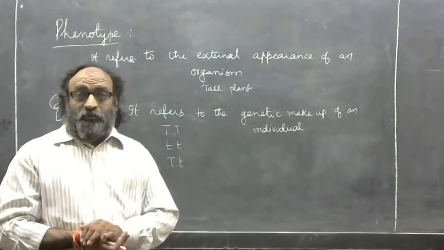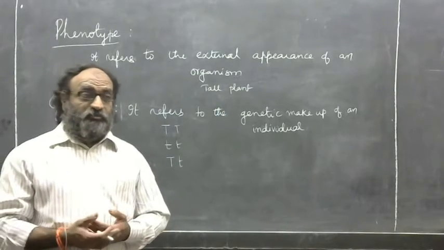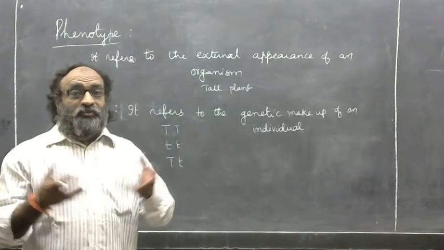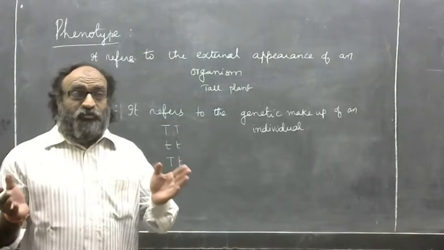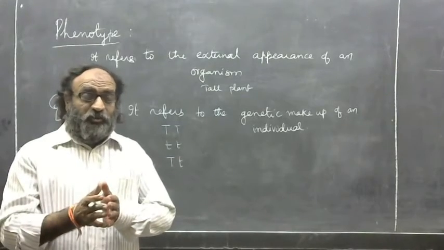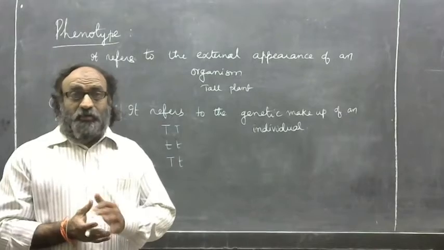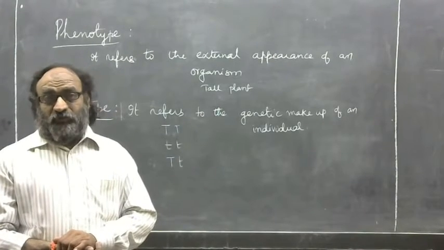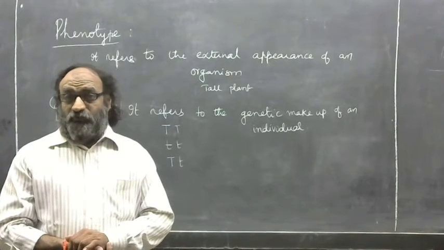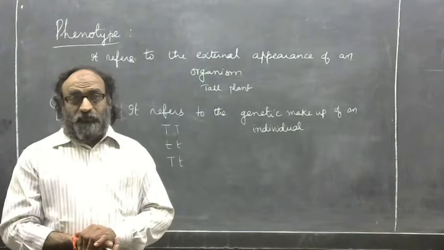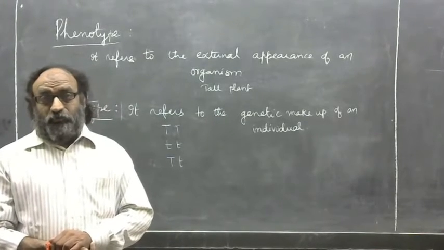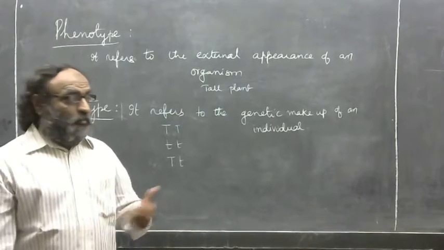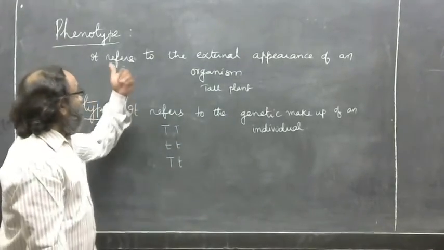If I say tall plant, we are not sure whether it is homozygous tall or heterozygous tall. If I say homozygous tall or heterozygous tall, it is based on the genetic makeup, the association of genes. That is capital T association makes it homozygous tall. Capital T small t gene association makes it heterozygous tall. I hope you have understood what is a phenotype and what is a genotype. The term phenotype refers to the external appearance of an organism or individual, whereas the term genotype refers to the genetic makeup or genetic constitution of an organism or an individual.